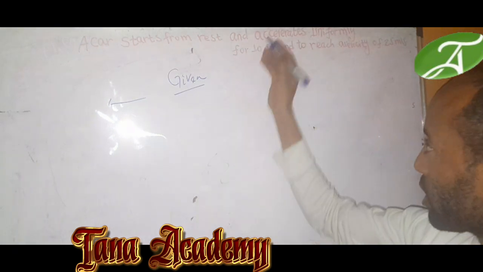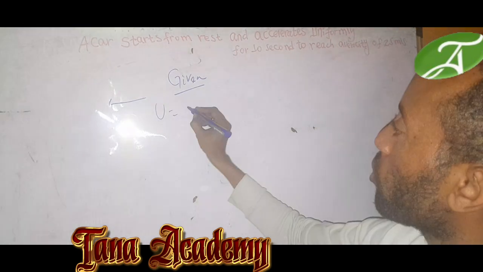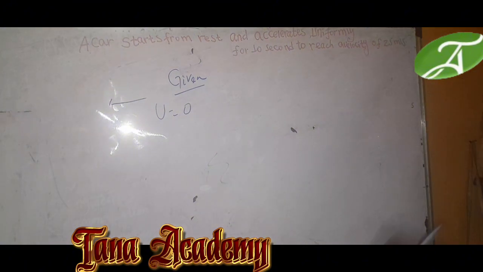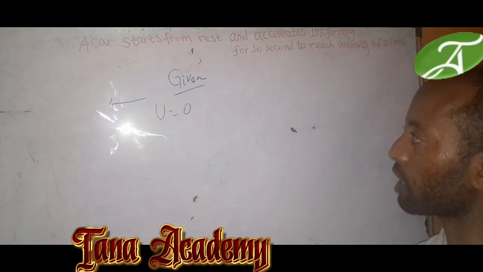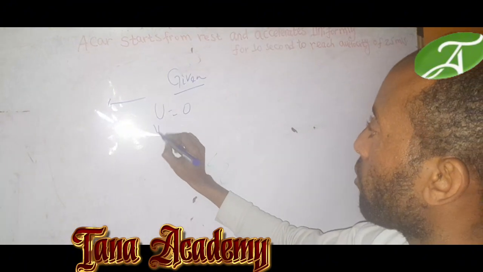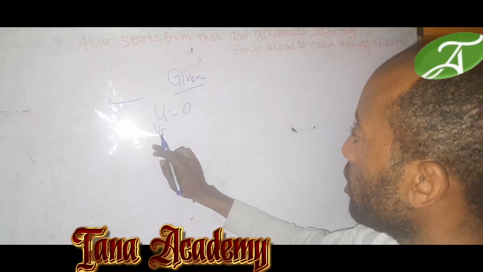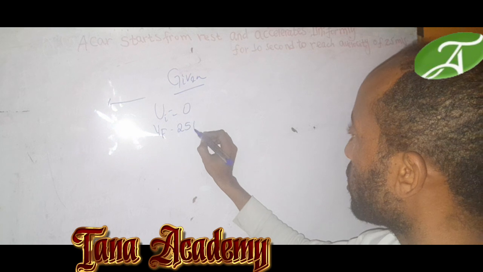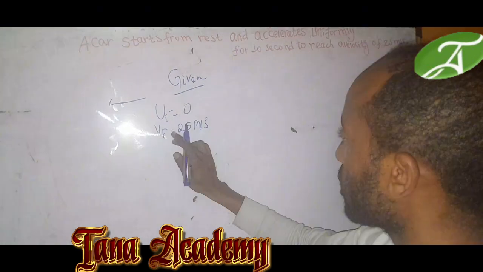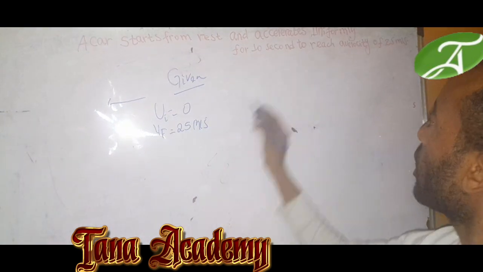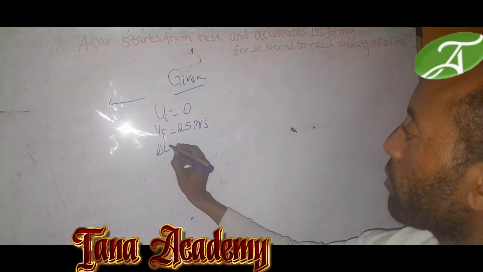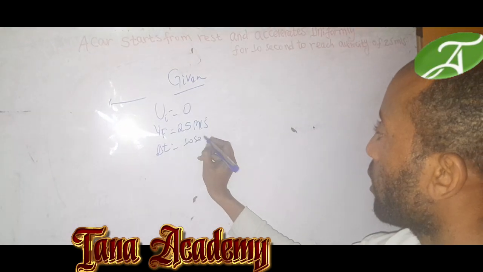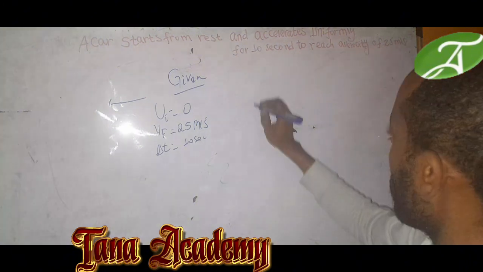Given: a car starts from rest, that means initial velocity u is equal to 0, and it reaches a velocity of 25 meters per second. That means final velocity is equal to 25 meters per second, while the change of time, or t, is equal to 10 seconds. What is the acceleration?